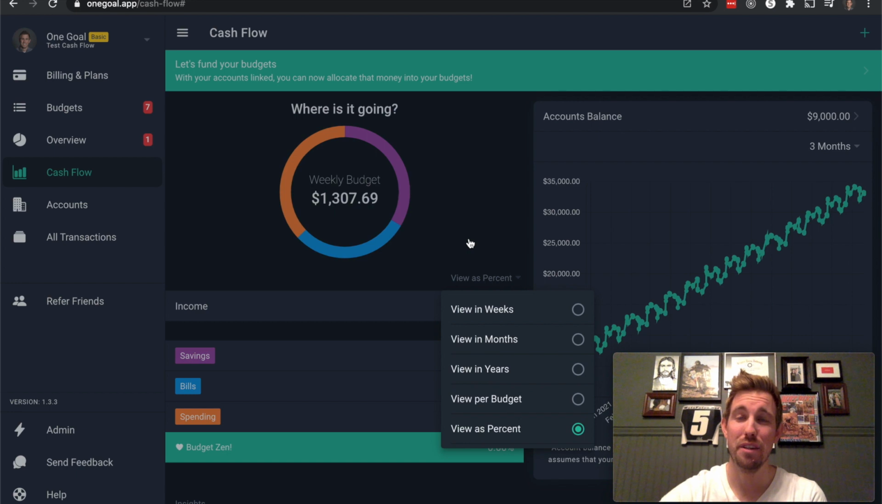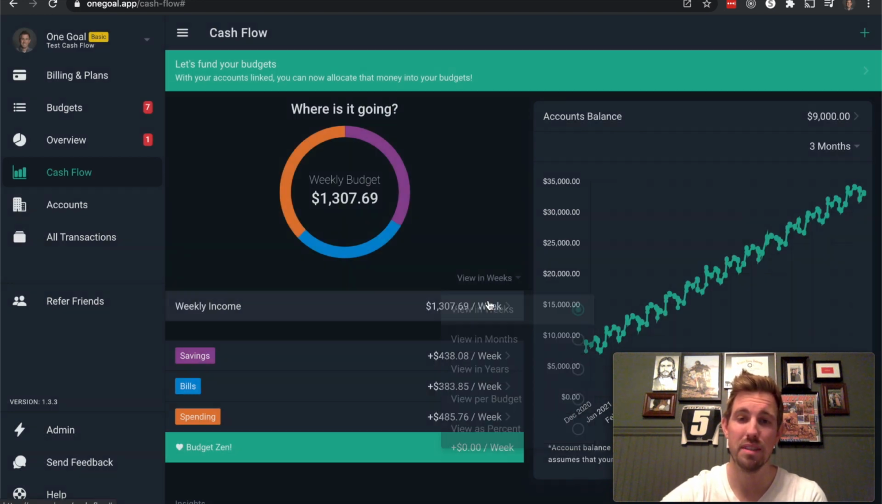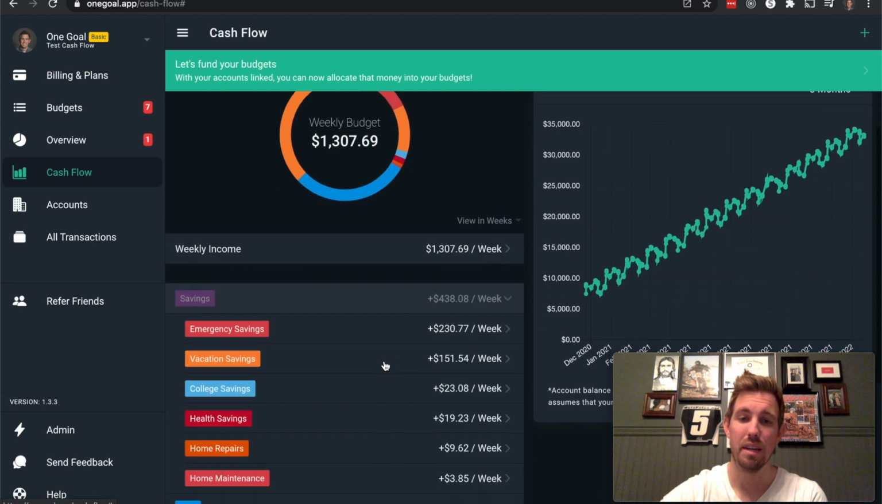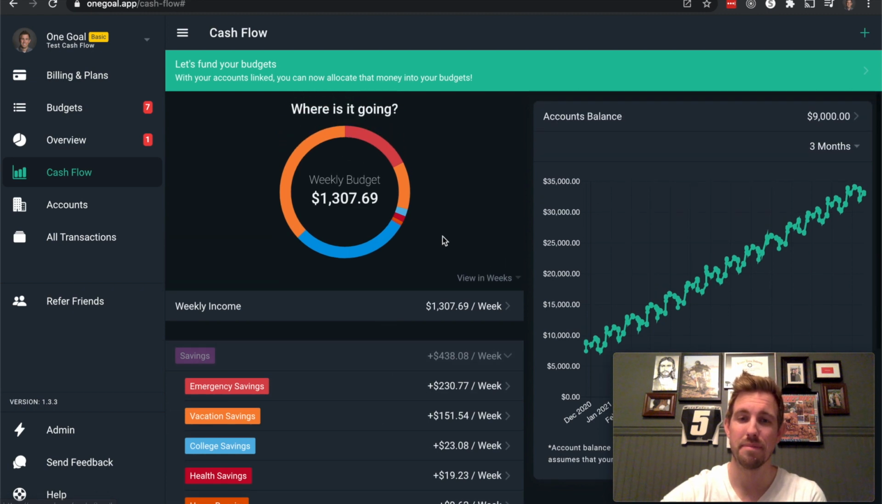I can click here to change the view to be per budget, in years, in months, or in weeks. And if I click on one of these categories, I can see a specific breakdown of where my money is going in my specific budgets.